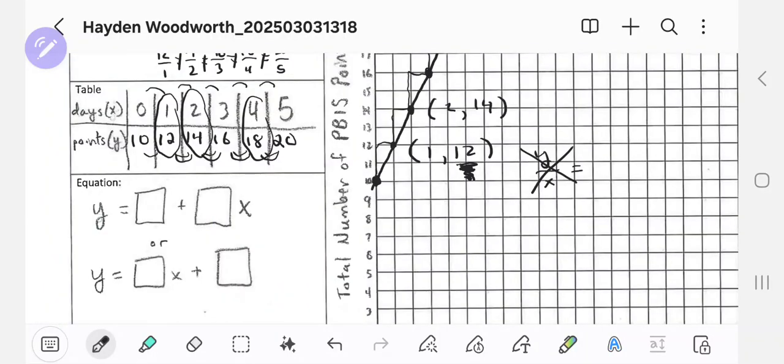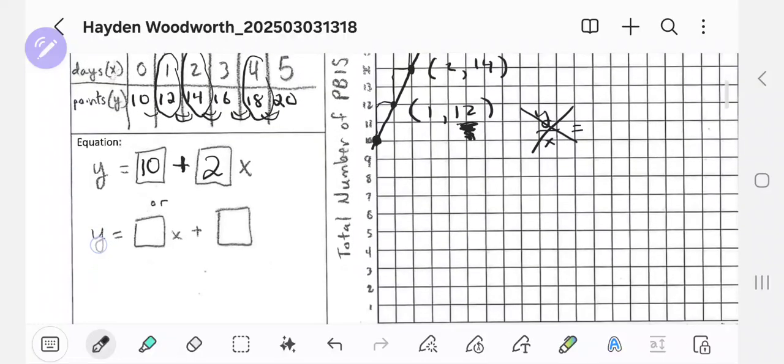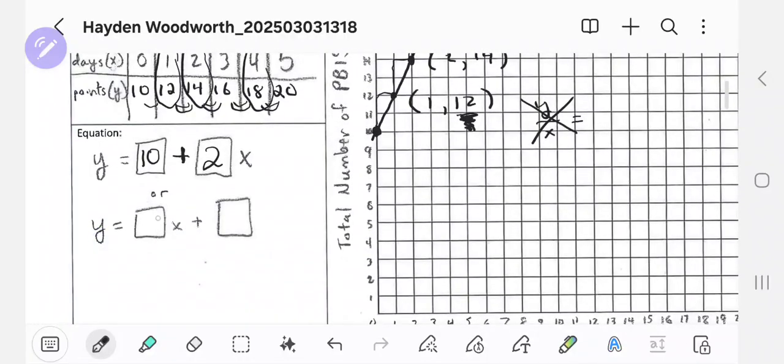The number of points actually starts at 10, and then increases by 2 per day. So you can always calculate the number of points by just starting at 10 and then adding on 2 every however many days. So if there's 4 days, 4 times 2 is 8, so it went up by 8 plus the 10 it started with. So this is a special formula. Now most of the time it's written like this though.